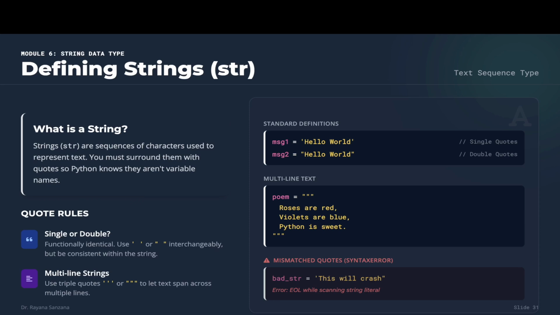Strings, or str, are sequences of characters. You must surround them with quotes so Python knows they aren't variable names. Single and double quotes work exactly the same way in Python. Hello with single quotes is the same as hello with double quotes. Use whichever you prefer, but be consistent. However, if you need a multi-line string like a paragraph of text or a poem, you use 3 quotes in a row. So it would be either 3 single quotes or 3 double quotes.